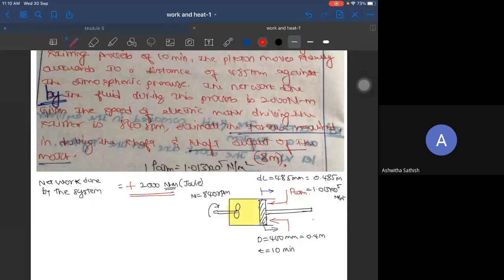Carefully observe the word written here, whether it is by the system or on the system. Suppose the word by is replaced with on, then I have to take this as a negative value. So be very, very careful about this. These are the things that are given.